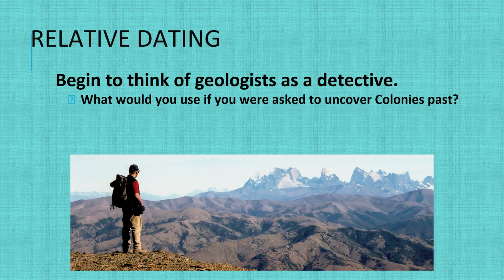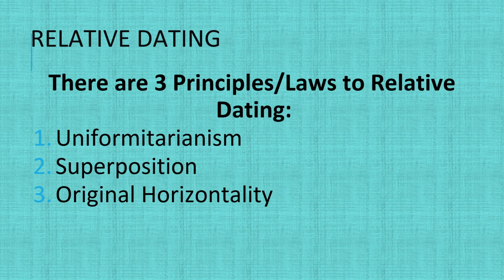So you've got to kind of think of geologists as detectives in these sort of situations. If you had to figure out what's gone on in a location for the last several million years, what would you want to look at? So to do this, there are three principles or laws that we use for relative dating, and they are uniformitarianism, superposition, and original horizontality. If you remember nothing else from this presentation, remember these three things.